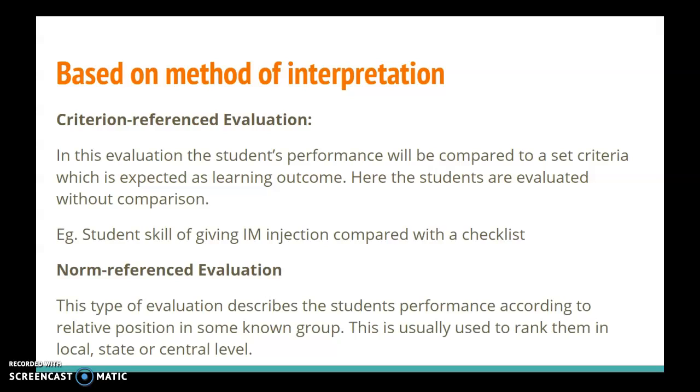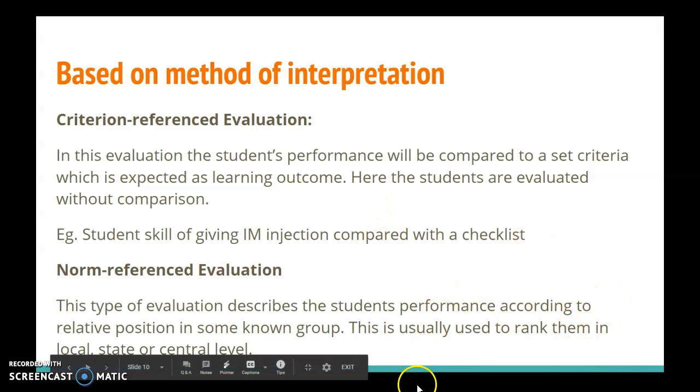In norm referenced evaluation, the student's performance is compared with another group of students from the same group. For example, in a classroom you can say this student scored 10th rank among 30 people, or 5th rank among 30 people. So this is called norm referenced evaluation, where you compare a student's performance with the same group of students. This is usually used to rank them at the local, state, or central level.